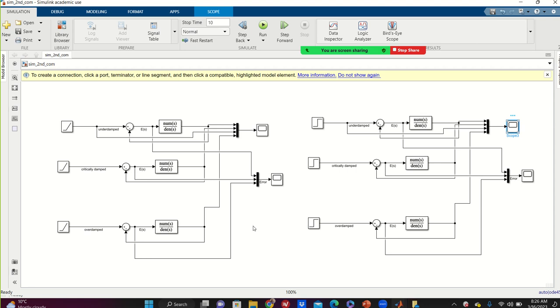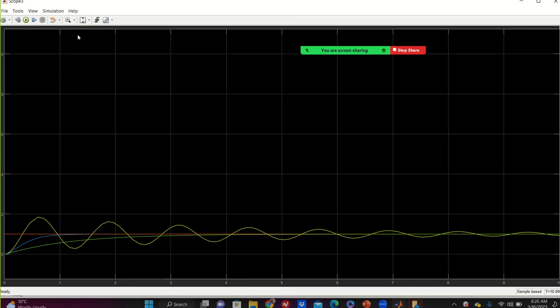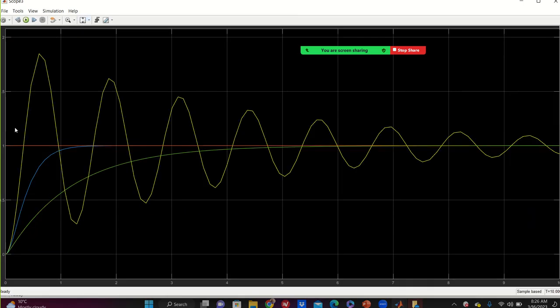Now, if I run that, obviously you're going to have the step response that is more visible for what I talked about. See, unit step, underdamped system. See, critically damped system, no oscillation. As I told you, overdamped system, no oscillation, but takes a much longer time to settle down.